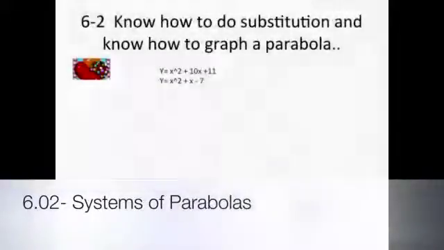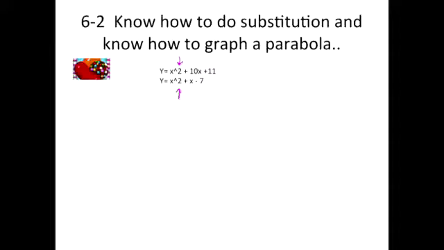Guys, there is something very different about these two equations right here than right there. That's where it's at. This is not a system of linear equations. Oh, this is a system, yes. And by the way, this is a candy question. This is a system. However, this is not a system of linear equations because of this x squared and this x squared. Next time, know how to do substitution and know how to graph a parabola.